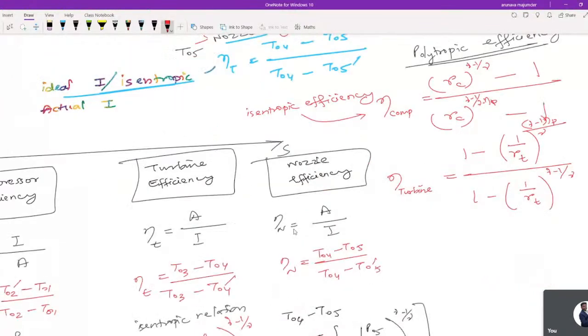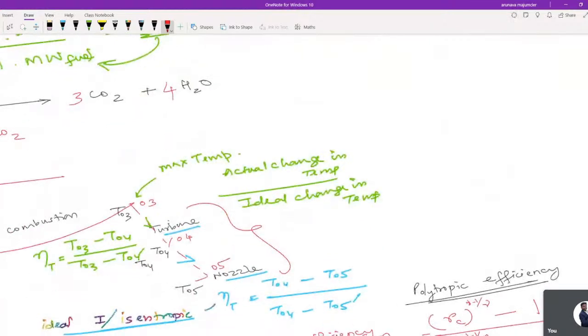Now we have left over with our compressor the combustion efficiency.